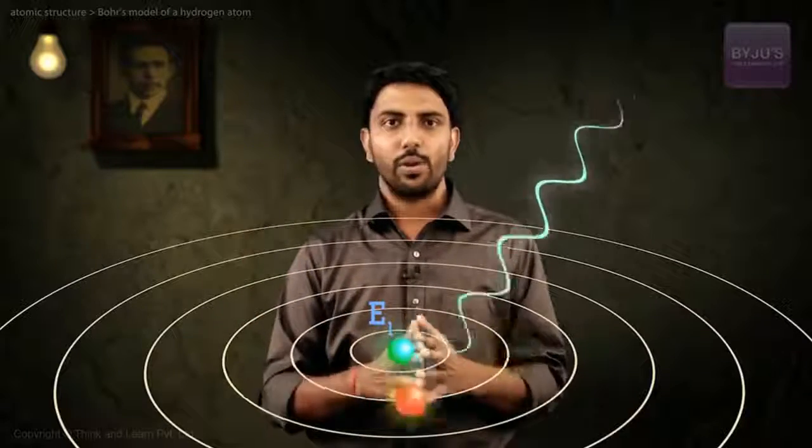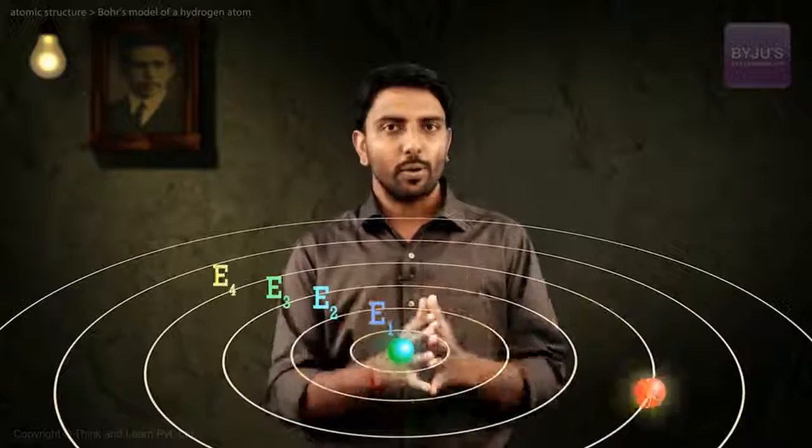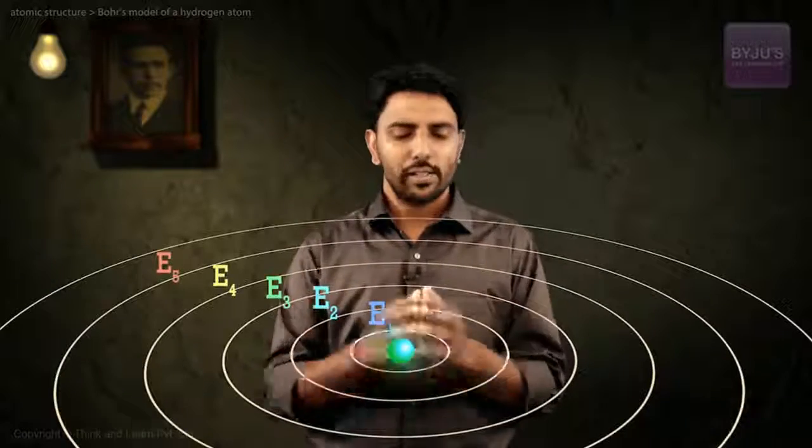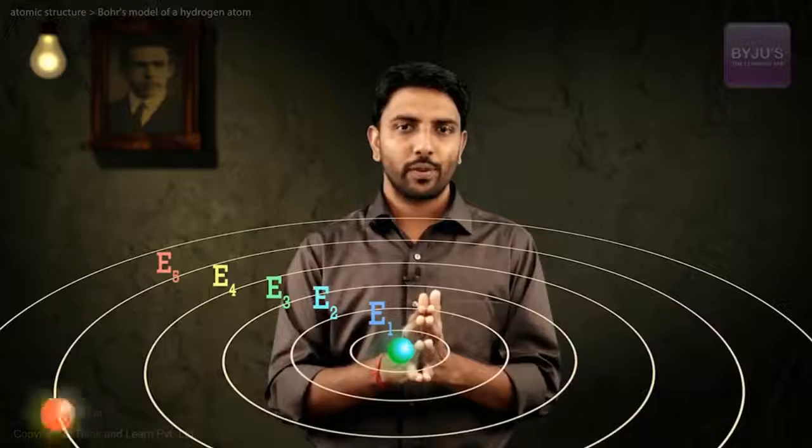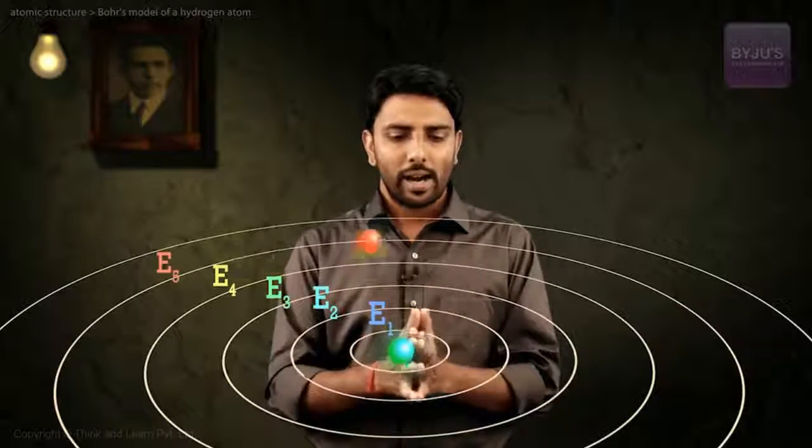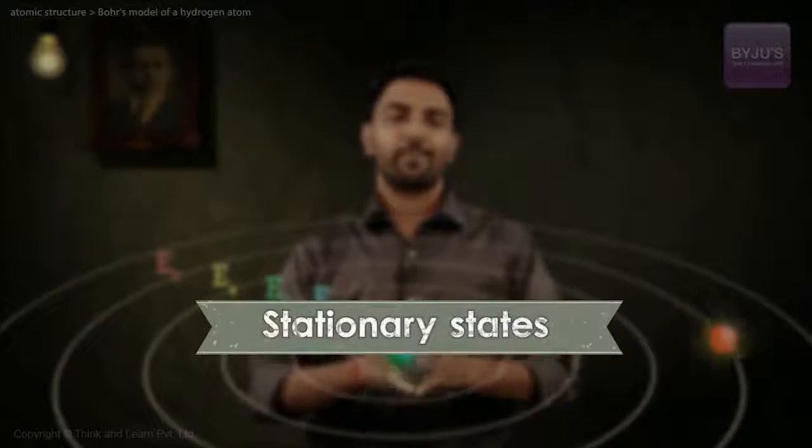Let us take a look at Bohr's postulates and see what makes it so successful. What are the assumptions involved therein? Take a look at this visual. As you can see, an electron inside an atom can exist only in certain discrete energy levels, E1, E2, and so on. The electron moves around the nucleus in a circular path or orbit. Bohr referred to these orbits as stationary states.